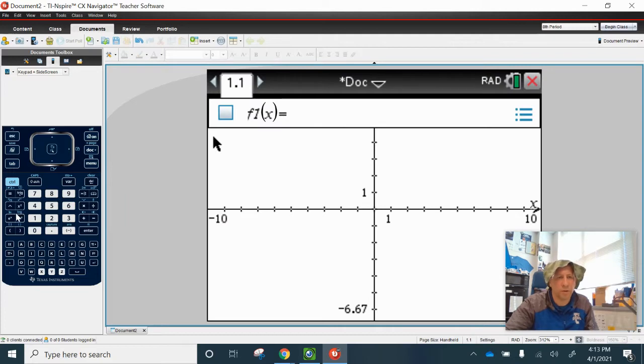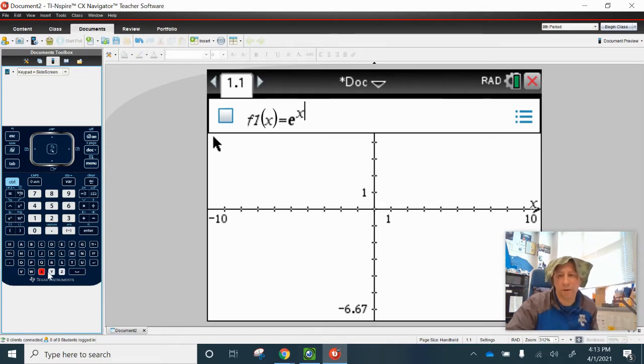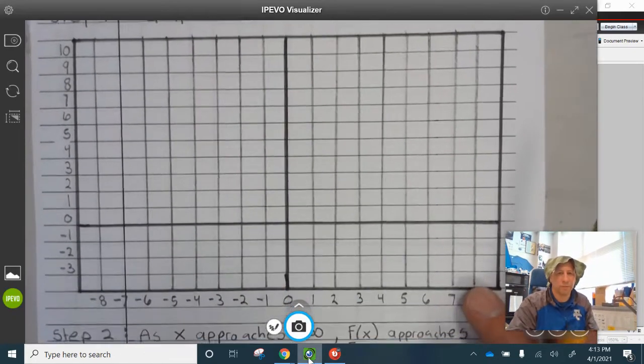We're going to do e. The e button is right here, e to the x, and x is right here. So press enter. Now we can see we have a horizontal asymptote at y equals 0. So let's go ahead and graph that first.